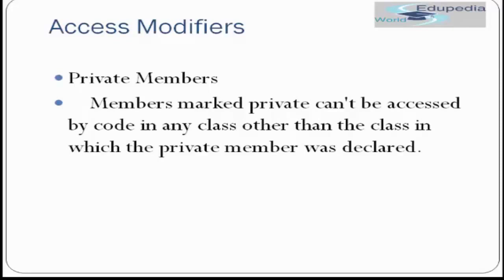Private members, those marked private, can't be accessed by code in any class other than the class in which the private member was declared. I hope you got that. If you make any member private, that member can be a class, a data member, that is an instance variable, or a member function, that is a method inside a class. That means it cannot be accessed by code in any other class other than its own class where it is declared.